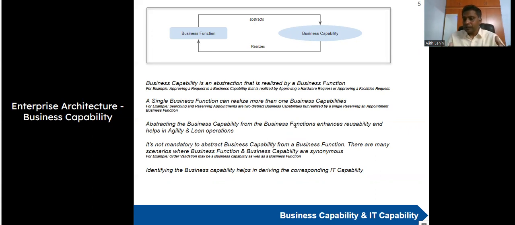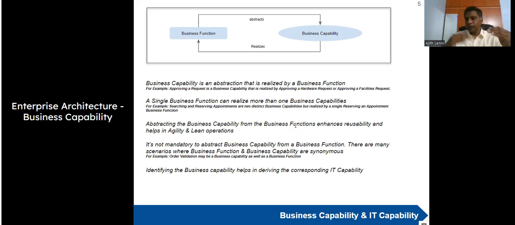That is a business function, but it's a capability also, right? It's very hard to abstract that into a higher level reusable component, right? Identifying the business capability helps in deriving the corresponding IT capability. So this is where another level of abstraction would help us in the enterprise architecture perspective: once we identify the business capabilities, we should further identify the IT capabilities that will realize that business capability, right?